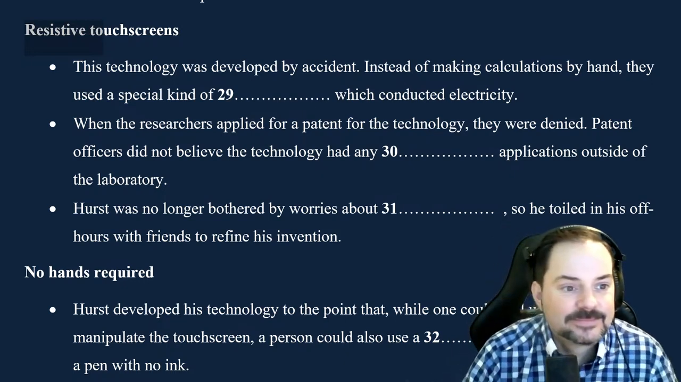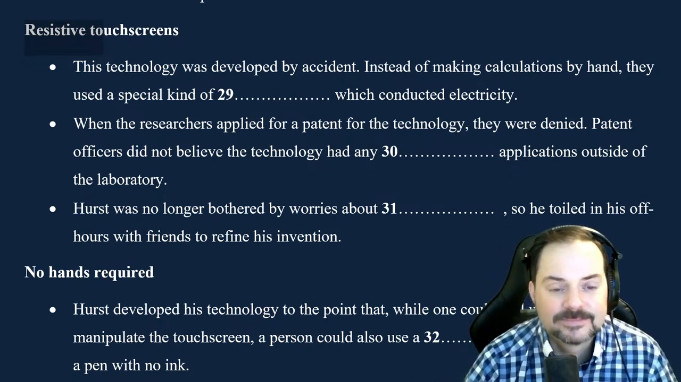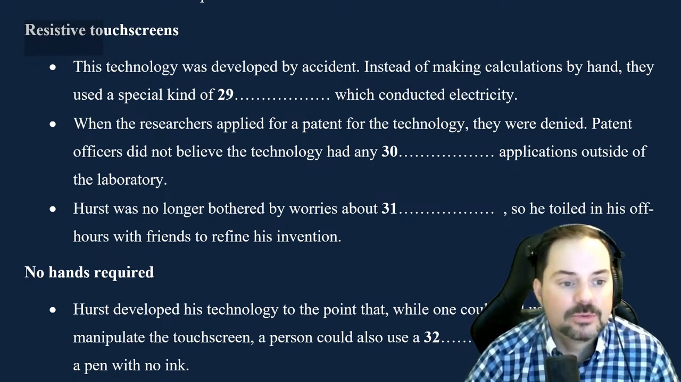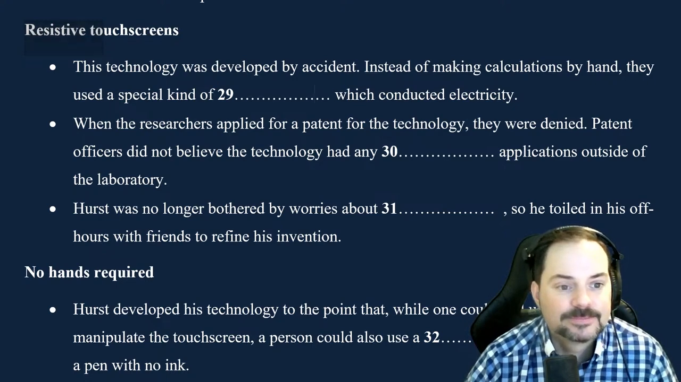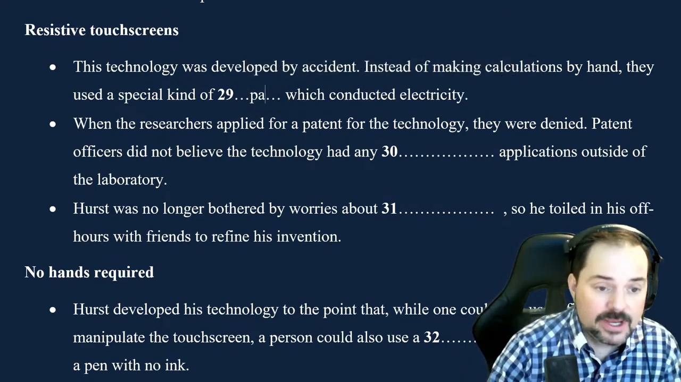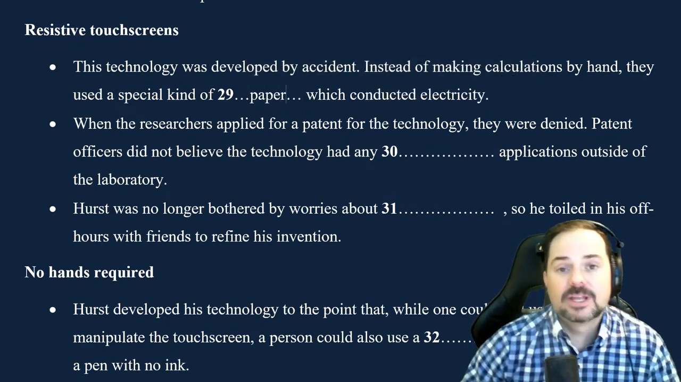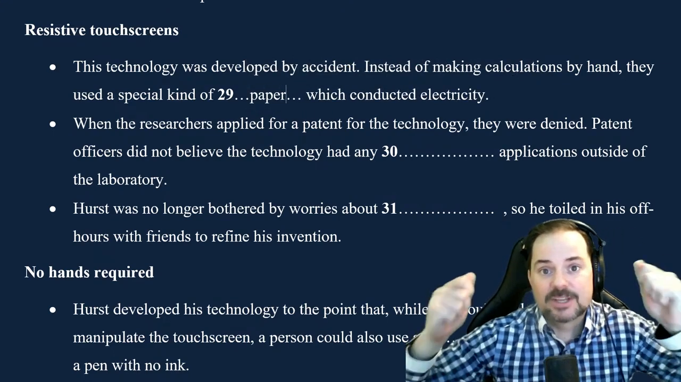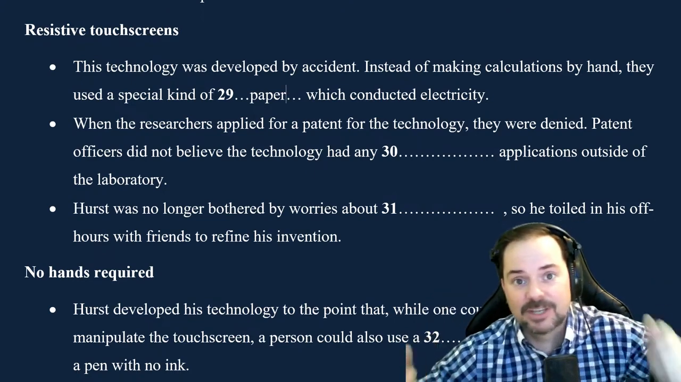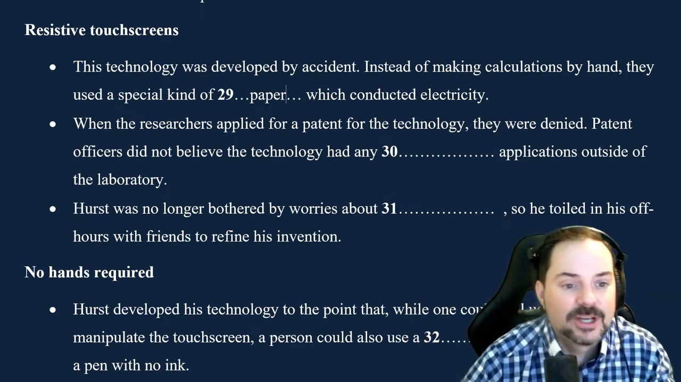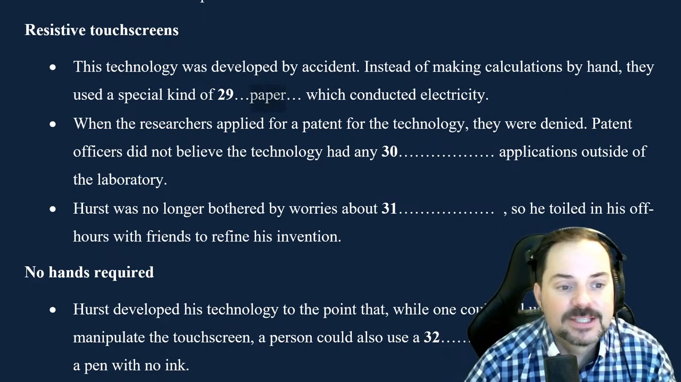Resistive touchscreen. This technology was developed by accident. Instead of making calculations by hand, they used a special kind of something which conducted electricity. Okay, what did they use? Paper. Special kind of paper. That's right. So if we visualize Hurst there showing us his paper at Kentucky Fried Chicken, look at this weird paper that I'm using here, then that will make sense, and that's a good answer.